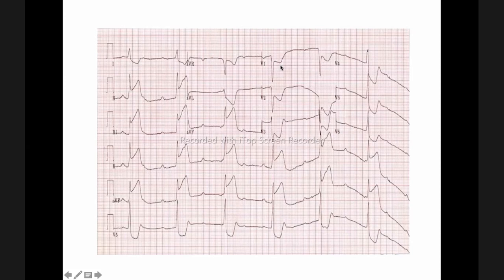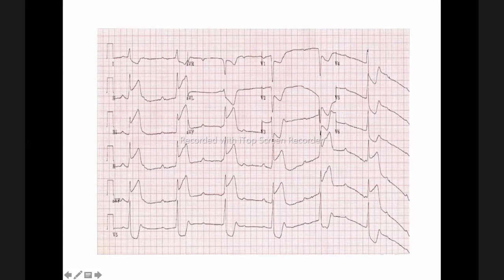These are reciprocal changes or opposite changes, showing you that if you see this, without seeing this part, you will say there must be elevation somewhere, because this is a wall opposite the inferior wall. So this is the inferior wall showing ST elevation. So you will not label this patient as NSTEMI. You will label them as STEMI because you've seen the elevations, right?